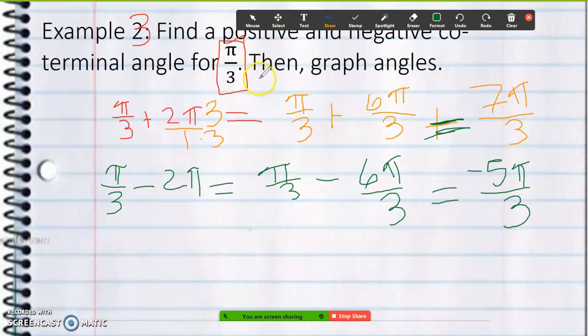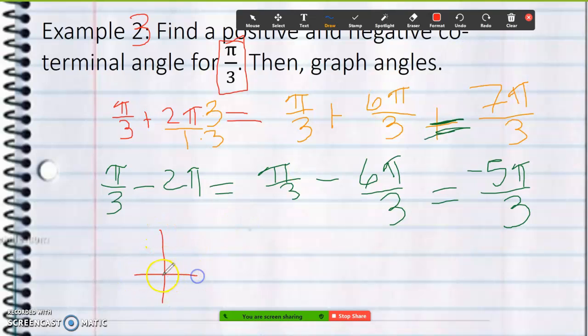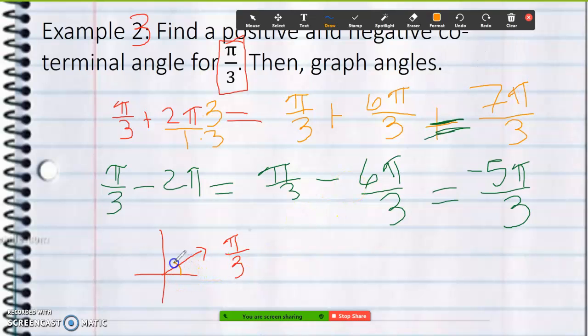Since this is radians, we're going to go ahead and graph it real quick. Pi over 3 is about right here. For 7 pi over 3, sorry, that should be 7 pi over 3, we're just going to make multiple rotations around. And then negative 5 pi over 3, we're just going to go in the opposite direction because it's negative. And that's it.